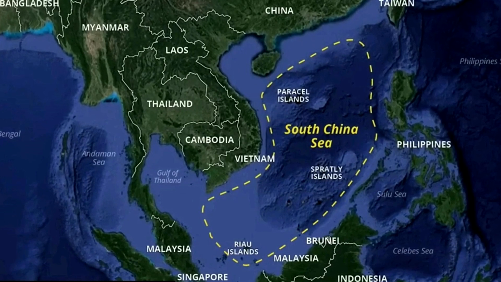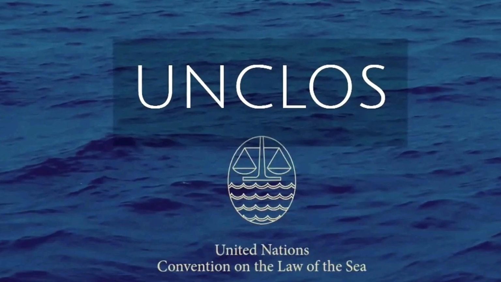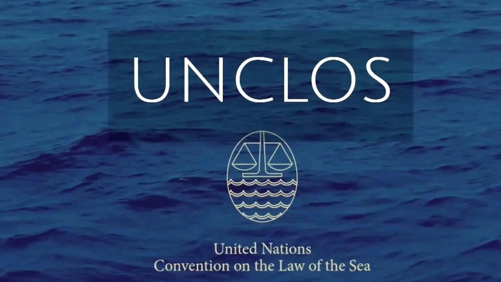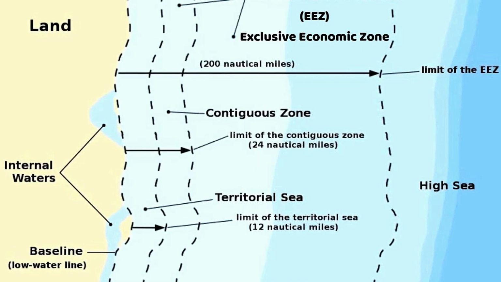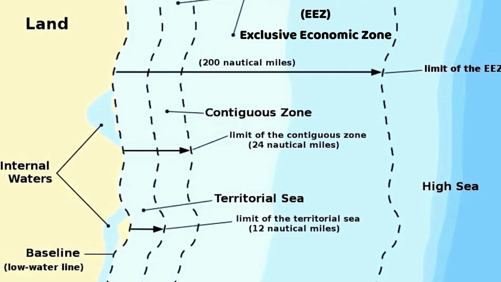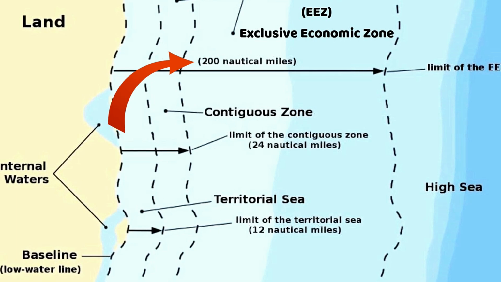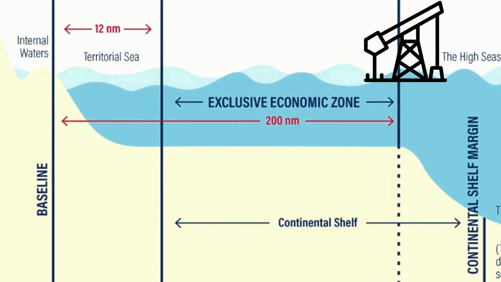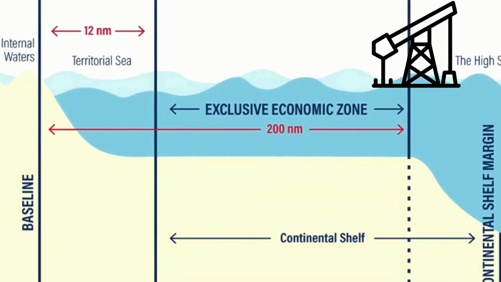The major issue with China's claim, however, is that it directly contravenes the United Nations Convention on the Law of the Sea, UNCLOS. This international treaty, which most nations adhere to, dictates that coastal states have sovereign rights to an exclusive economic zone that extends up to 200 nautical miles, approximately 370 kilometers, from their coastlines. Within this zone, the coastal state has the exclusive right to exploit natural resources.